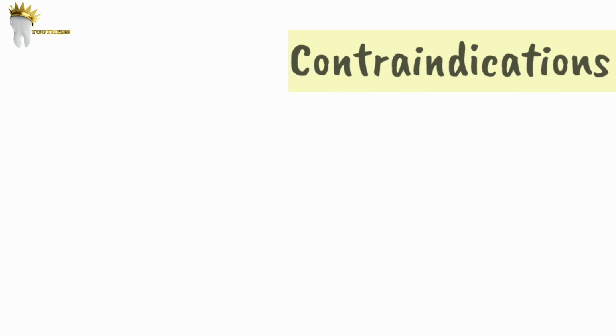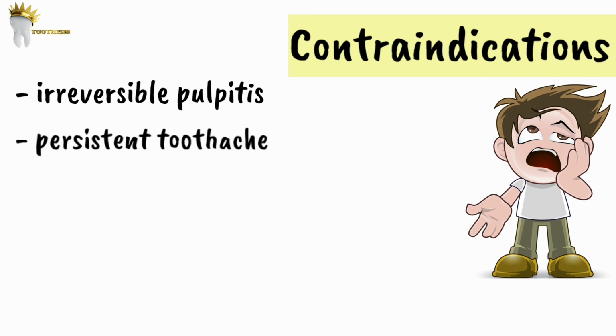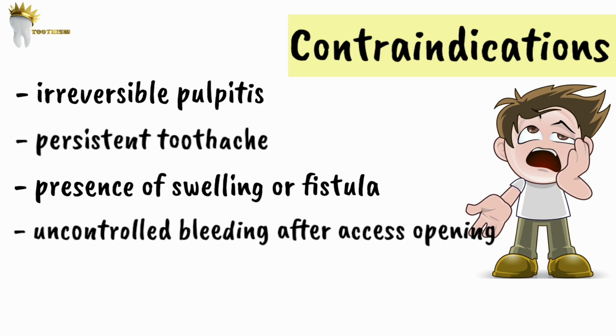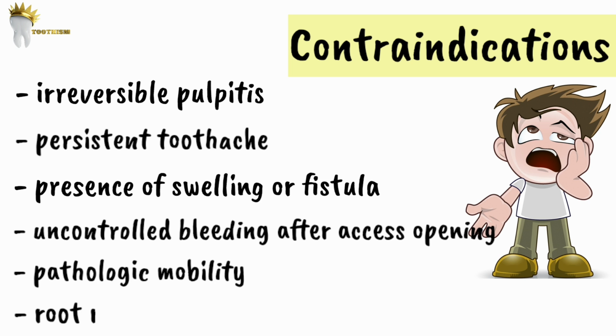Let's move on to the contraindications. The first one is in cases where there is irreversible pulpitis or persistent toothache, presence of swelling or fistula. Then, once you do the RCO and if you encounter uncontrollable bleeding, you cannot go for pulpotomy. Then you have to think about doing a pulpectomy. Next is presence of pathologic mobility and, radiographically, presence of root resorption.